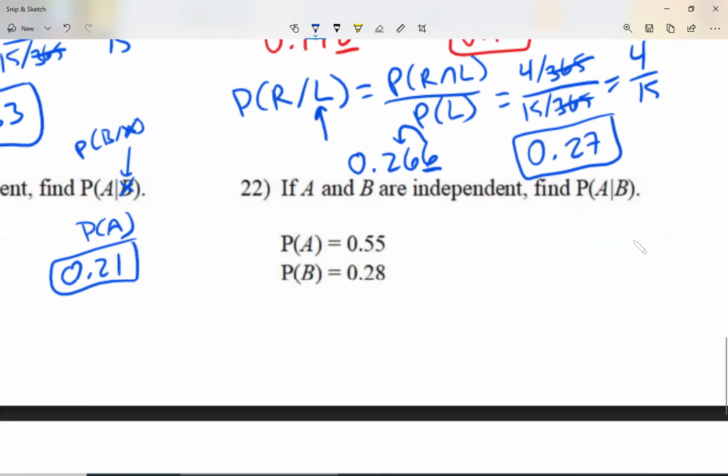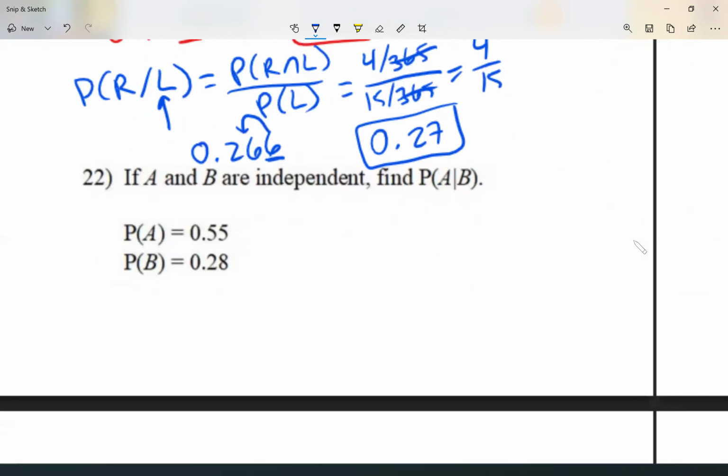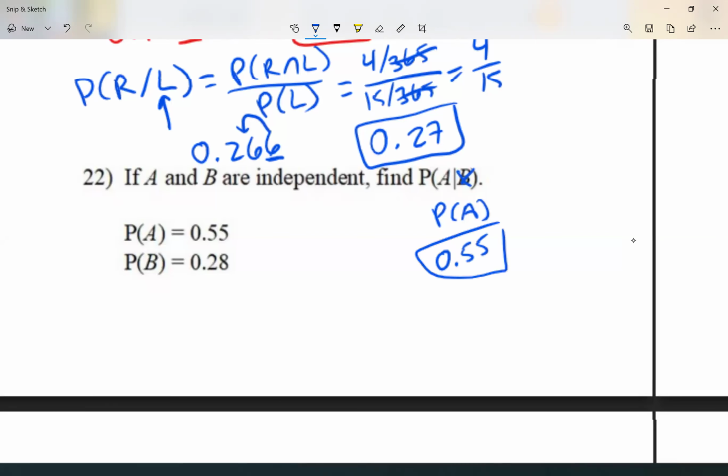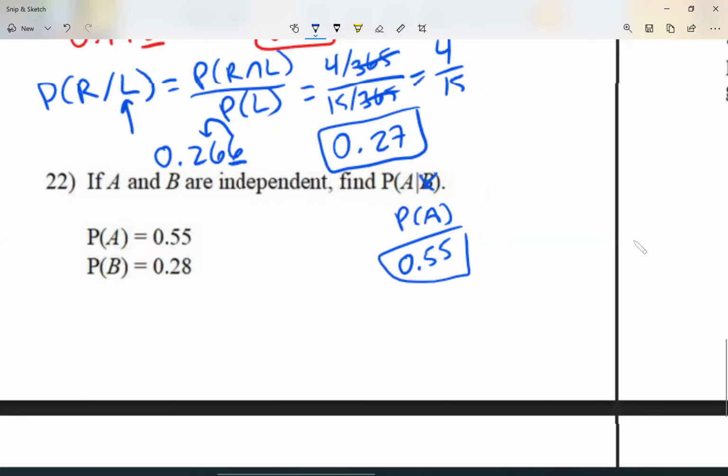Let's take a look at another example here. If A and B are independent, find the probability of A given B. Again, I crossed out the second one, so I'm really just going to look for the probability of A. In this case, 0.55. I said we're going to start with something very simple. Now let's move on to questions 23 and 24. Let me flip my page.